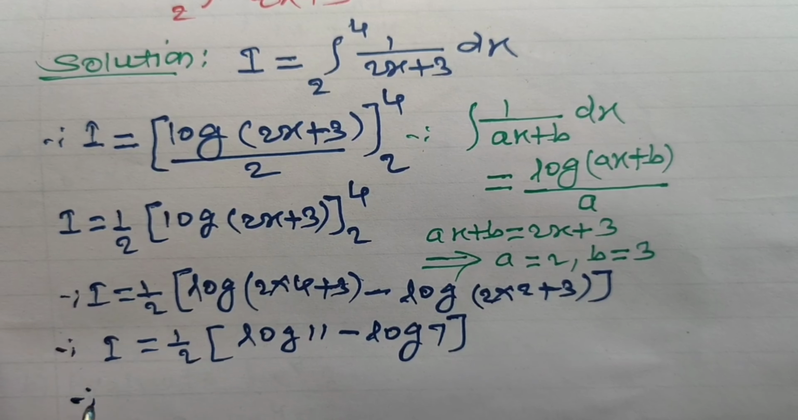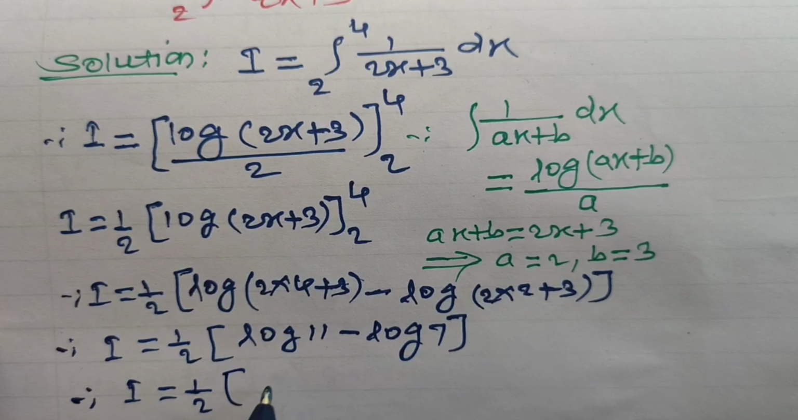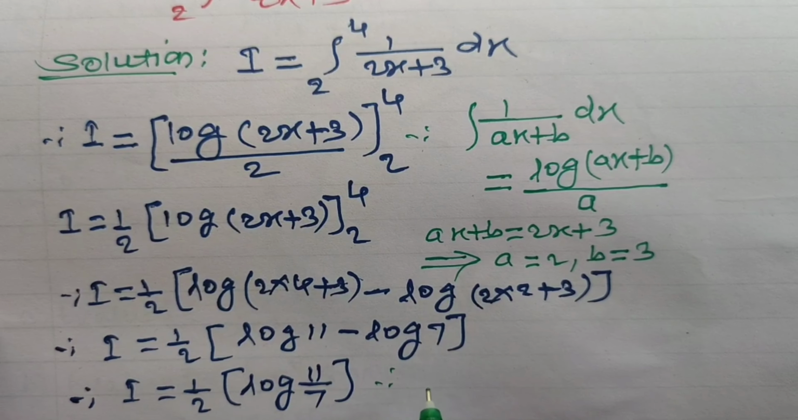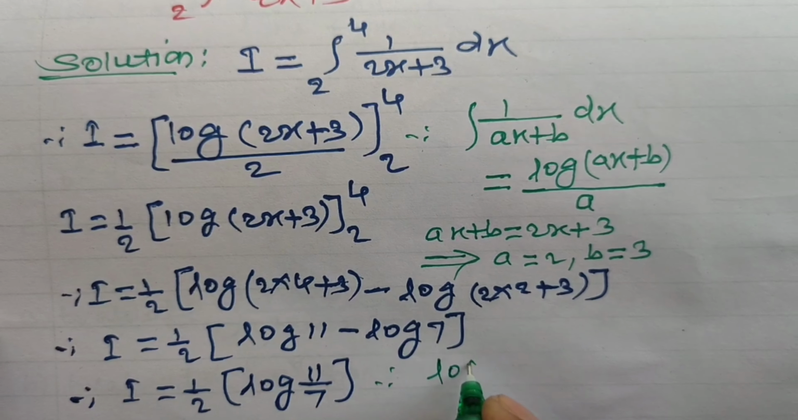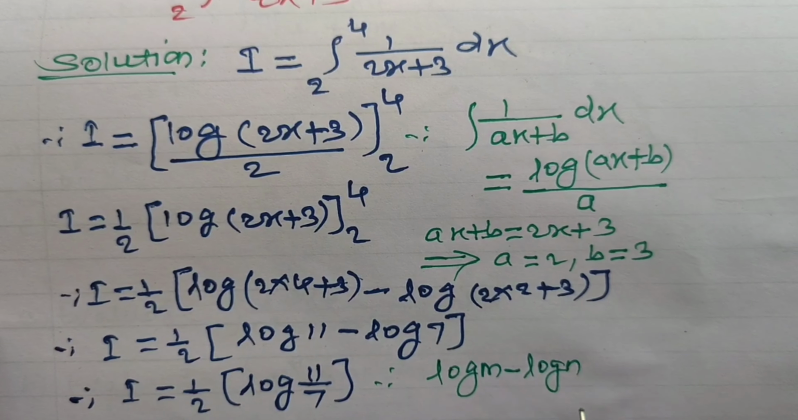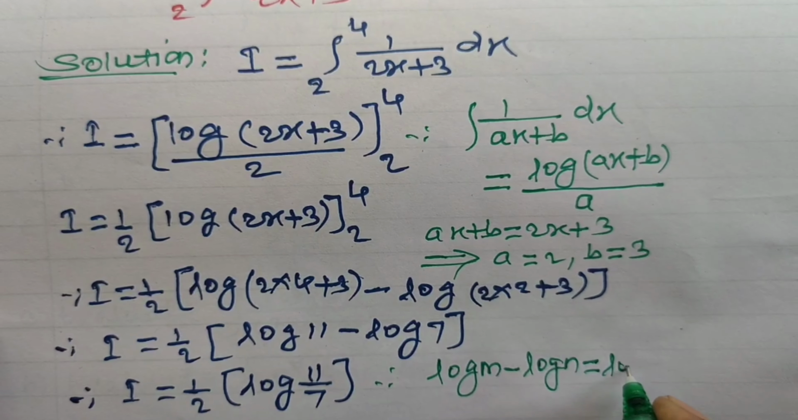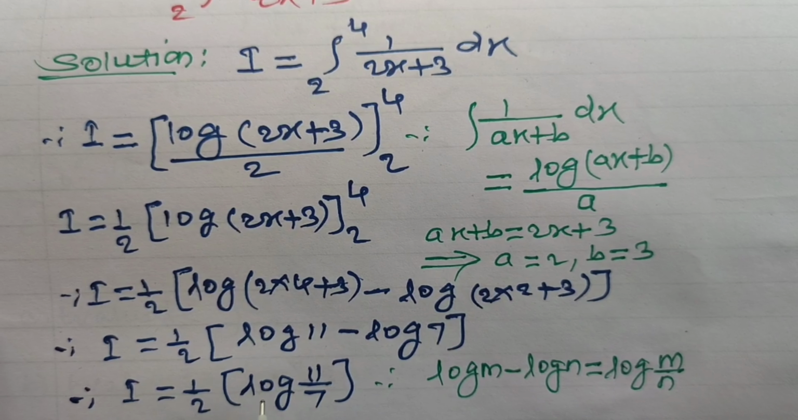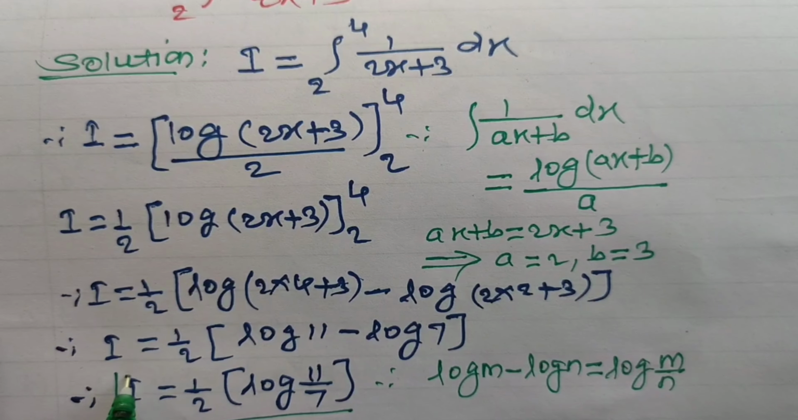Hence, I is equal to 1 upon 2 logarithm of 11 divided by 7. Since we know the property of logarithm, logarithm of m minus logarithm of n is equal to logarithm of m upon n. Hence this one is the solution of the given sum.